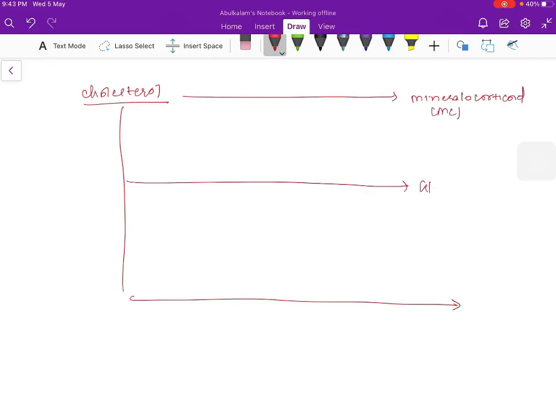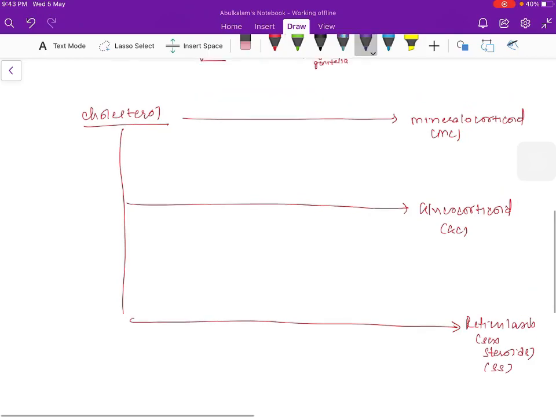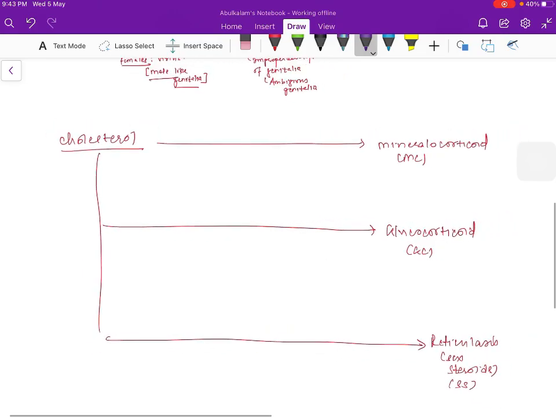Second one would be glucocorticoid or fasciculata, and third one would be reticularis or sex steroids, in short SS, right? Now this is nothing but just a diagrammatic representation of the layers of adrenal. Now I said no need to remember all the metabolites, just we have to remember one thing. What is that? That is DOCS in the first line.